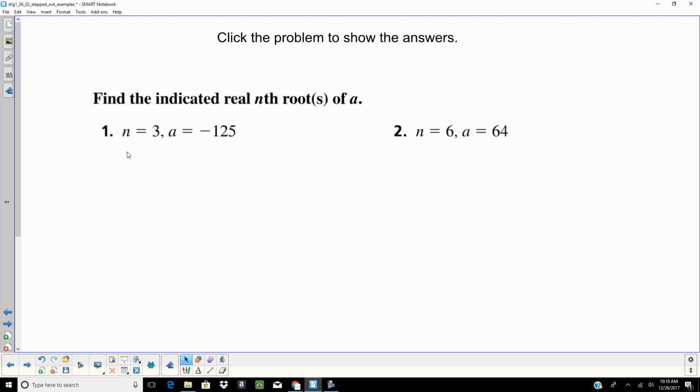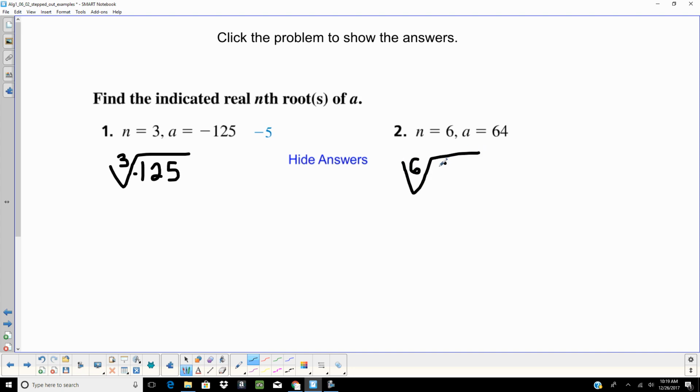So on this one, you'd be finding the cube root of negative 125. You can have negatives underneath there if n is odd. So I know the answer is right there, but you're looking for 3 numbers that when you multiply them together give you negative 125. Negative 5 times negative 5 times negative 5. Try number 2 on your own, finding the 6th root of 64. And that would be plus or minus 2.